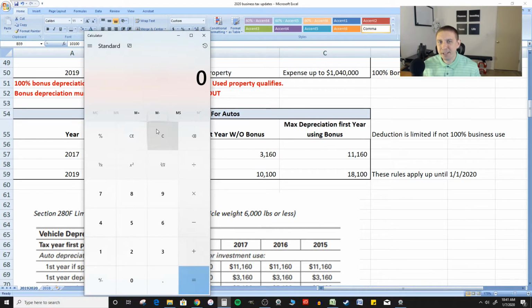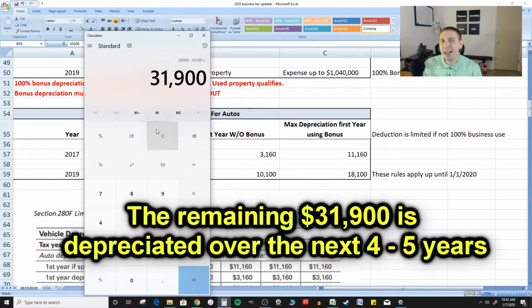To give you a quick tip of how this kind of stuff works, let's just say you buy a vehicle for your business that is truly used 100% for your business. You pay $50,000 for that vehicle. You subtract out the max first year bonus, because that's what you want to take. So you back out $18,100 for tax year 2019. That leaves you with a $31,900 cost basis now in your vehicle that you can still depreciate over the next 4 to 5 years. For each consecutive year thereafter, you're still going to get a depreciation deduction on that vehicle as long as you're still using it for your business.